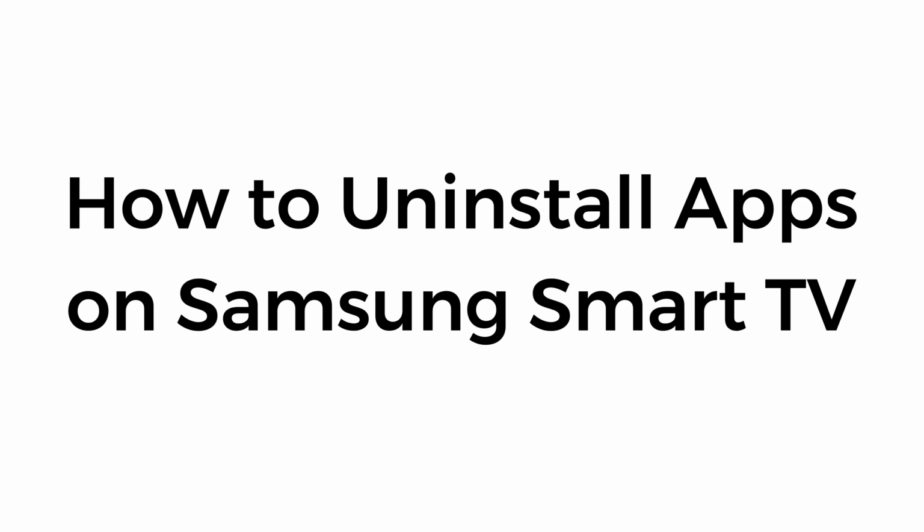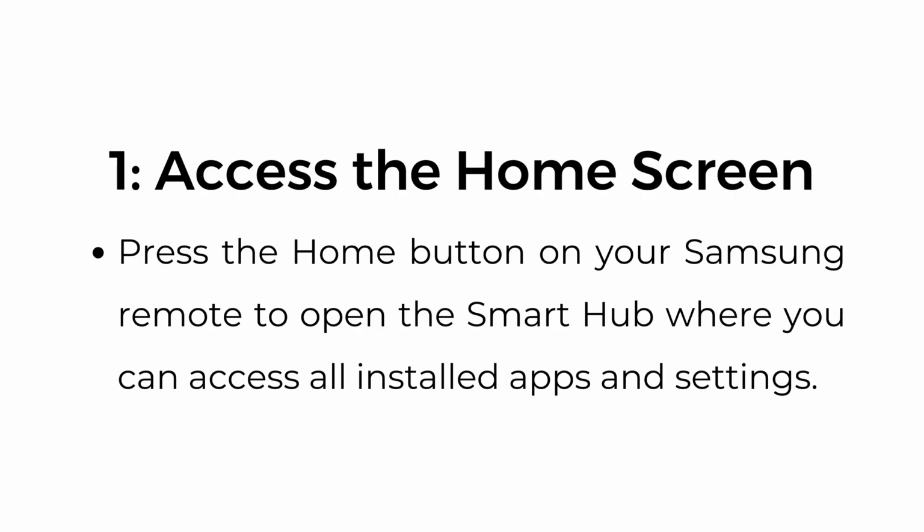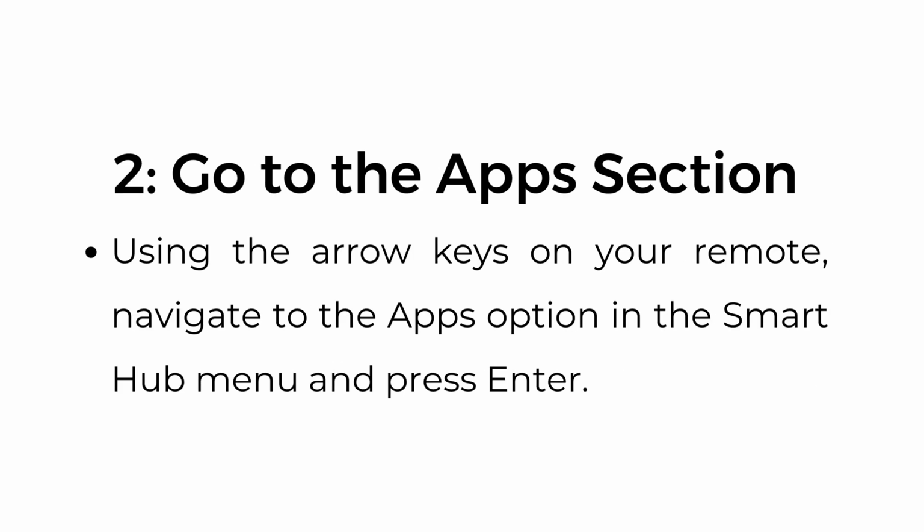How to uninstall apps on Samsung Smart TV. Step number 1. Access the home screen. Press the home button on your Samsung remote to open the Smart Hub, where you can access all installed apps and settings. Step number 2. Go to the Apps section. Using the arrow keys on your remote, navigate to the Apps option in the Smart Hub menu and press Enter.